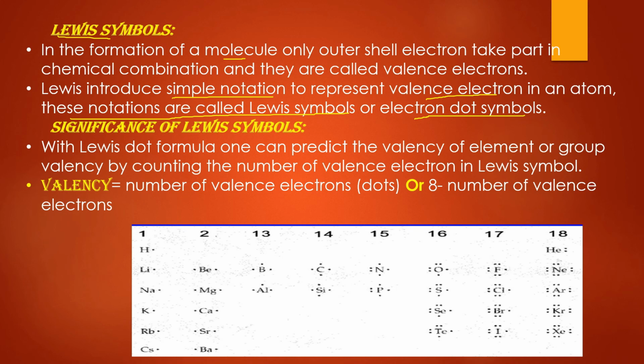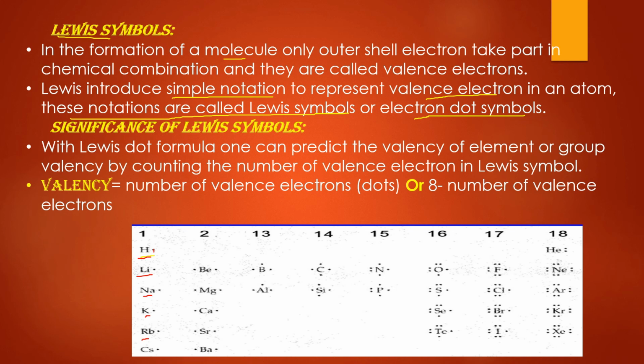Now how are the Lewis symbols represented? First we write down the symbol of the element. Like here the element is hydrogen, so H is the symbol, and in the valence shell there is only one electron, so we represent it by this dot. Then the second is lithium, again it is having one electron, so first we write the symbol of lithium, then one electron. Similarly, all the group 1 elements have one electron in the outermost shell, so we just write their symbols and put one electron around it. It may be dot or it may be cross.